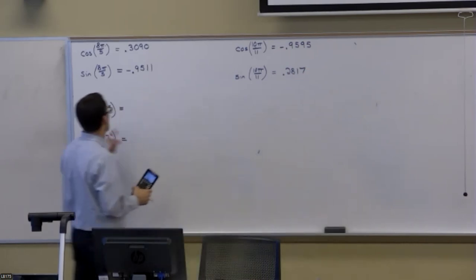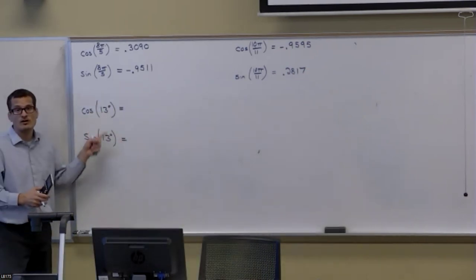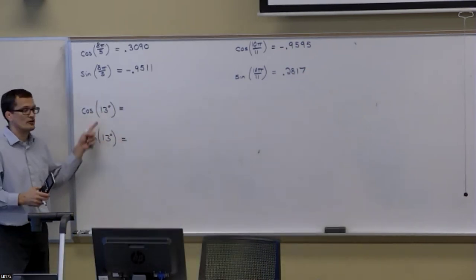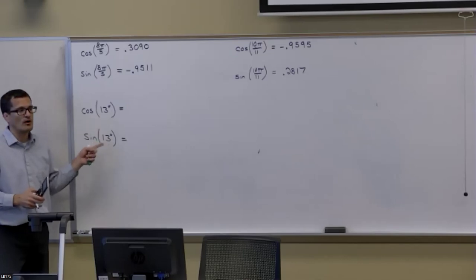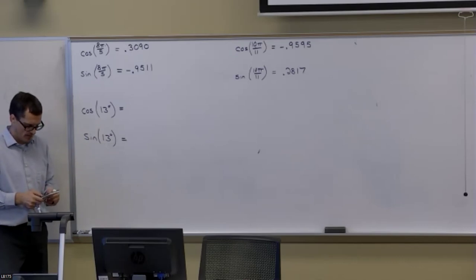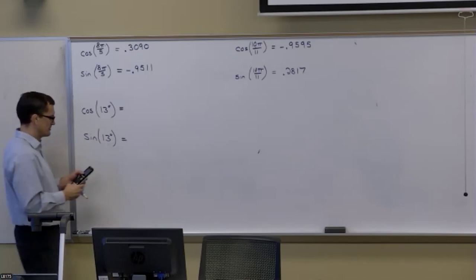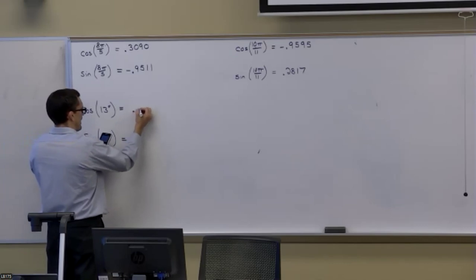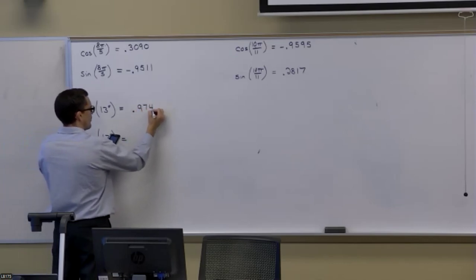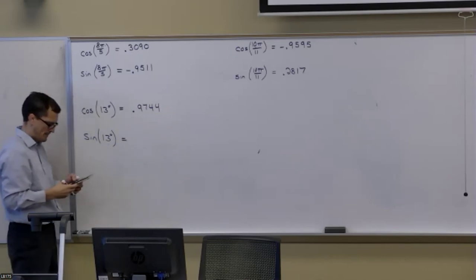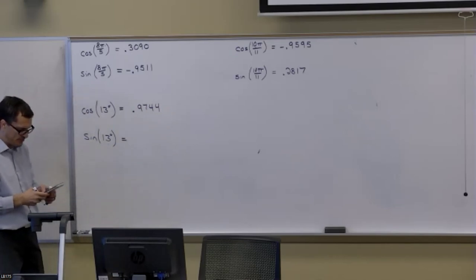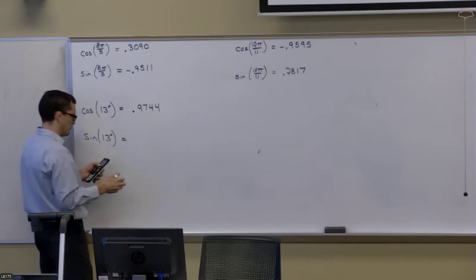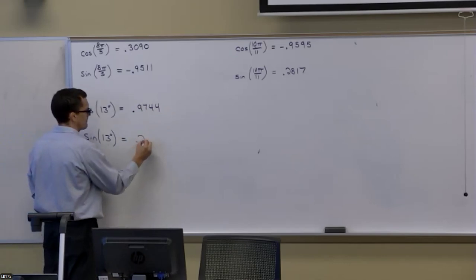Now, if we want to do 13 degrees, I can do it one of two ways. I can either convert degrees into radians, or I can just use my calculator in degree mode. So that's the way I'm going to do it. I'm going to use my calculator in degree mode. Cosine of 13 degrees is 0.9744. And sine of 13 degrees is 0.2250.